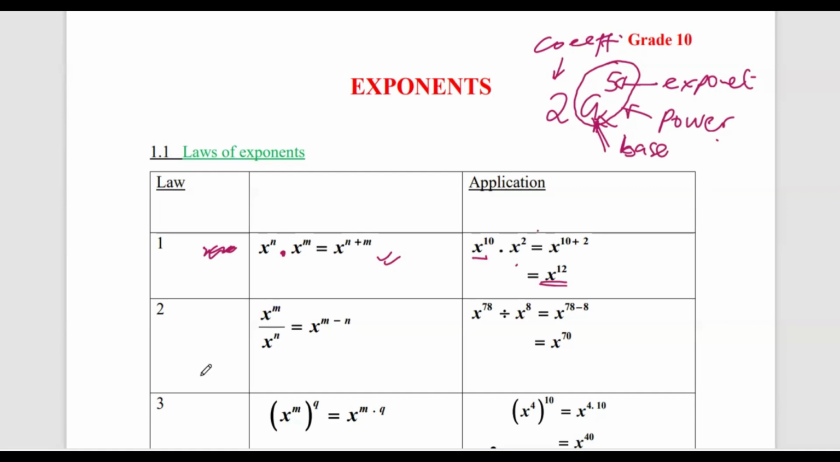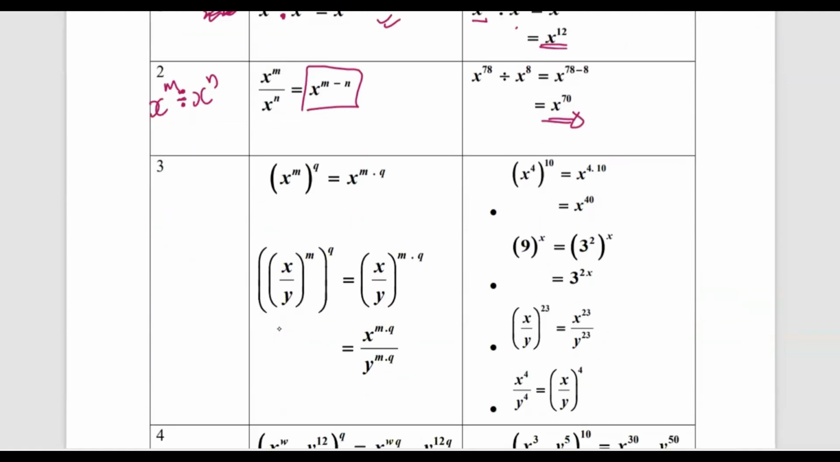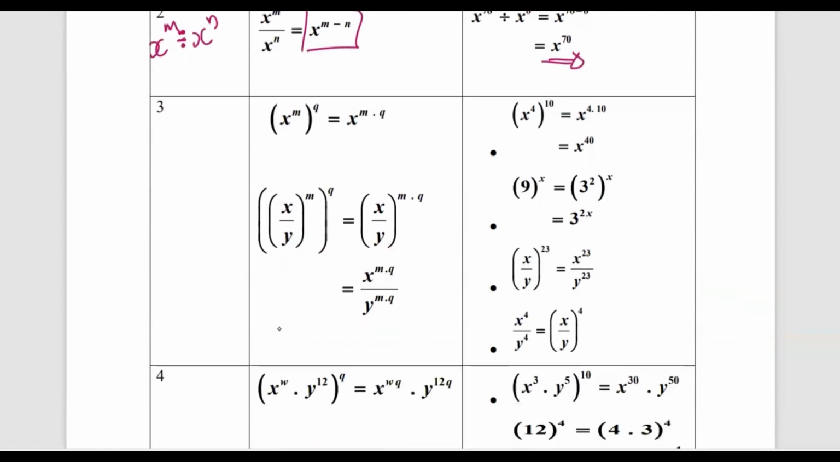Second law is the division of bases or exponents. So x to the m divided by x to the n. So when you're dividing numbers with the same bases, we subtract the exponents, okay? Just like that. x to the 78 divided by x to the 8 is the same as x to the 70, just as the answer is straightforward, okay? Then law number 3, it's about an exponent of an exponent. So in other words, we have an exponent that is raised to another exponent. So in this case, you just have to multiply these two, m and q. You get mq. Okay, so that will be our answer.